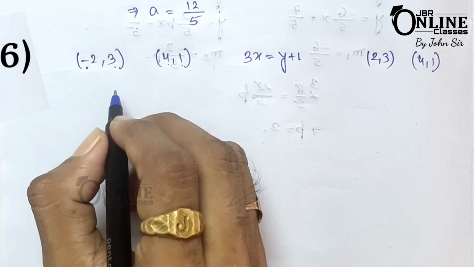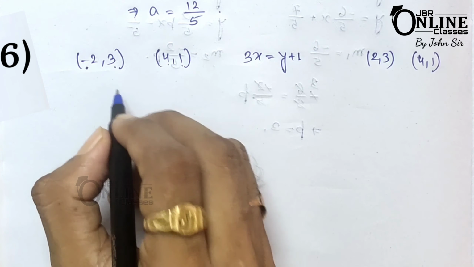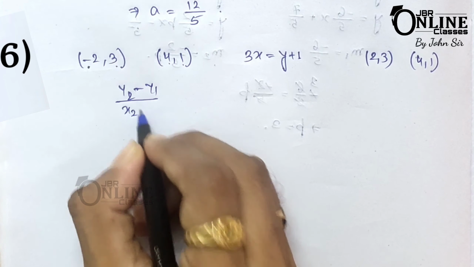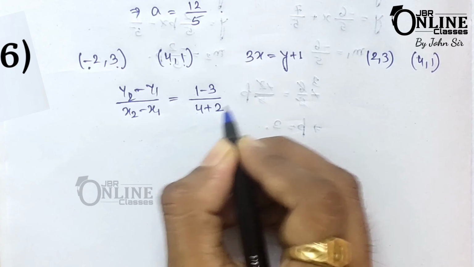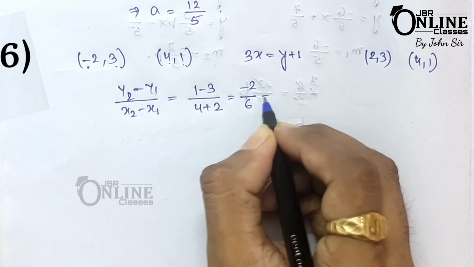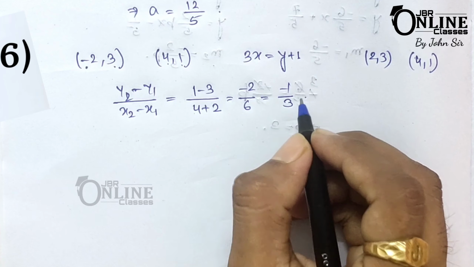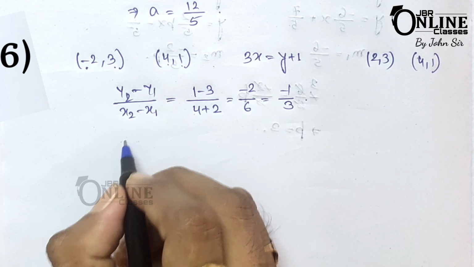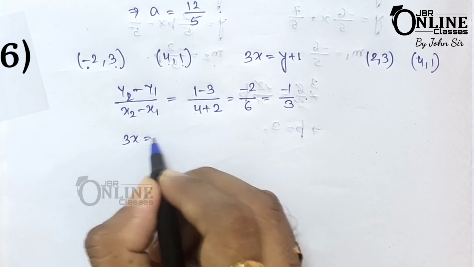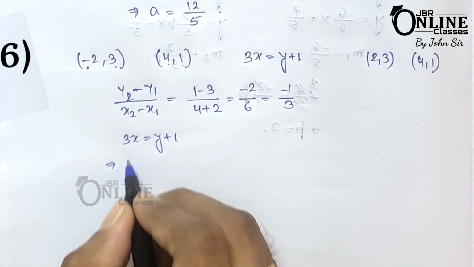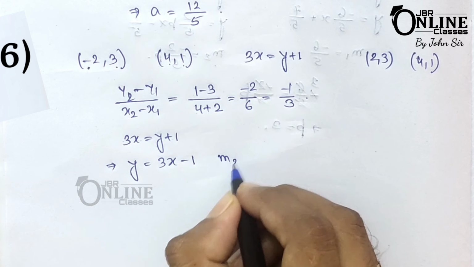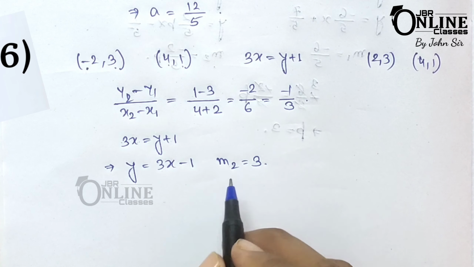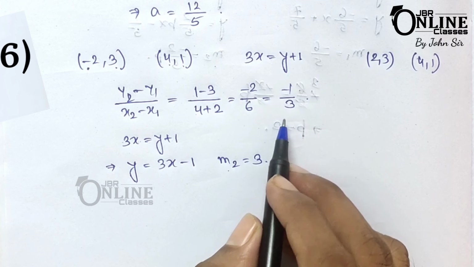Okay, therefore the slope equal to y2 minus y1 by x2 minus x1. So that means here 1 minus 3 by 4 plus 2, and that equal to minus 2 by 6. So that equal to minus 1 by 3. Okay, so that means the slope of the line 3x equal to y plus 1: here y equal to 3x minus 1. So that means here m2 equal to 3. Okay, now m2 equal to 3 and m1 equal to minus 1 by 3.